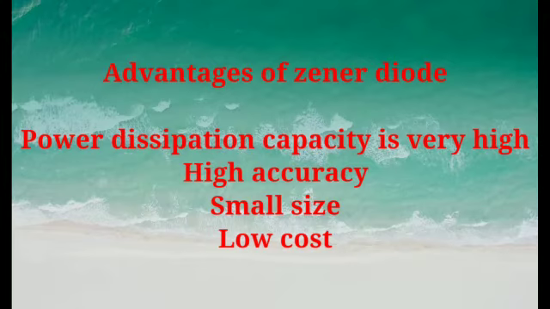Now we will see the advantages of Zener diode. First, power dissipation capacity is very high. Second, high accuracy. Third, small in size. And last, cost is very low.